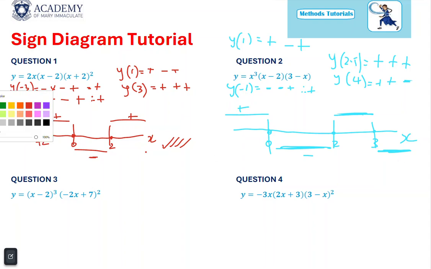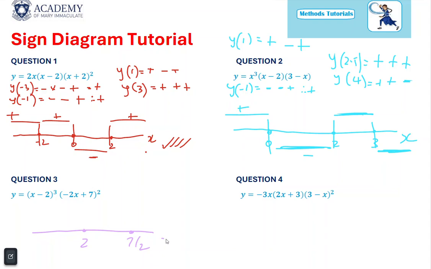Okay, looking at question number 3, do my number line. I've got a number here at 2 and 7 on 2. So 2 and 7 on 2. Yep, that's correct. So these are my x's. This is my positive, this is my negative on my y's. So y of 0 will be negative, and 7 squared is positive, therefore negative.